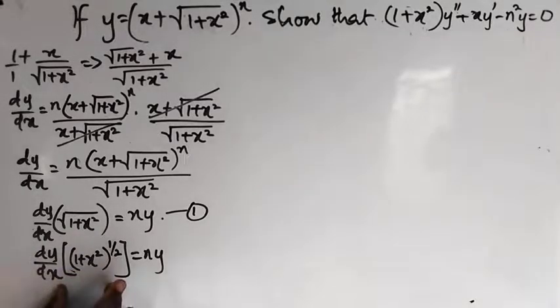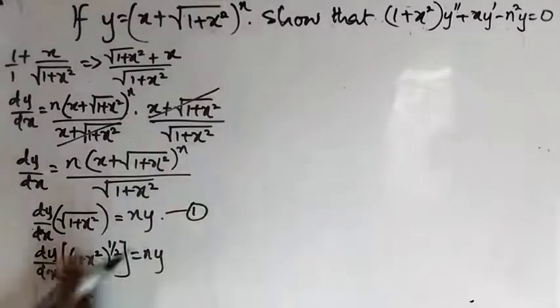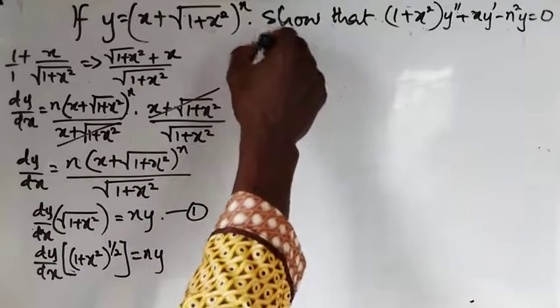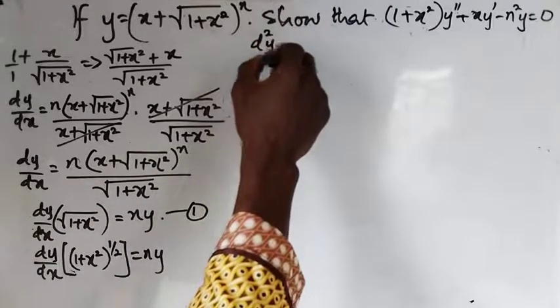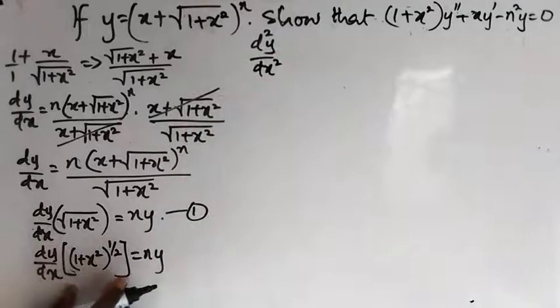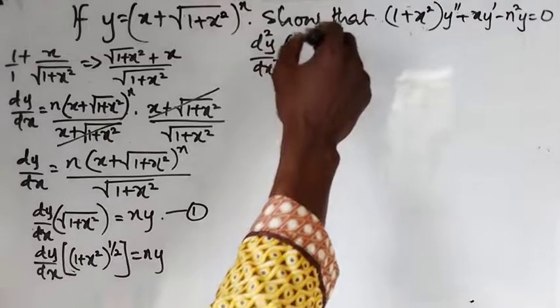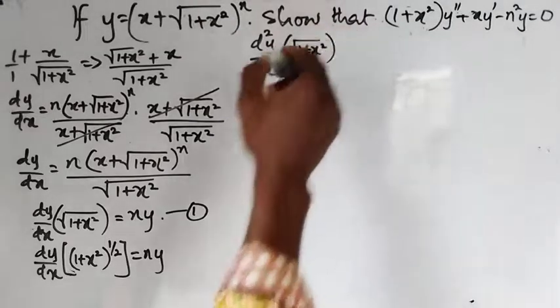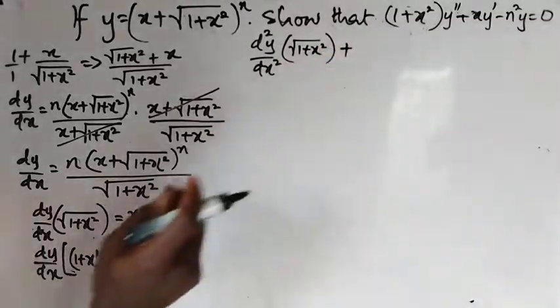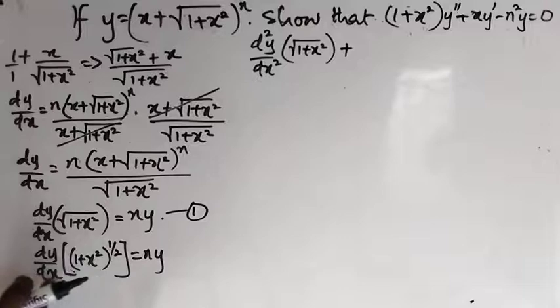Now this is using the product rule. We'll keep this one constant and differentiate this, then keep this one constant and differentiate this. So differentiating this and keeping this one constant, if we differentiate dy/dx, we now have d²y/dx², times √(1 + x²). Now plus, differentiating this one and keeping this one constant.